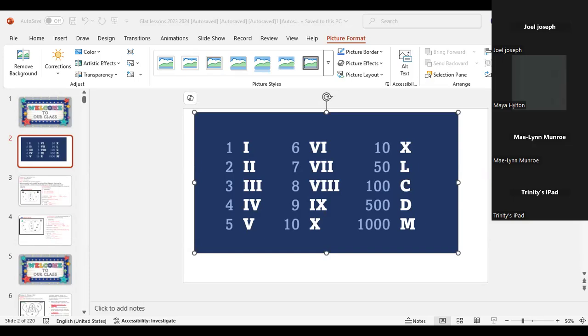Maylin, Monroe, what's your smart score? It dropped a little bit, 54. Dropped a little bit, okay. You still understand what to do? Yes, sir. Okay.